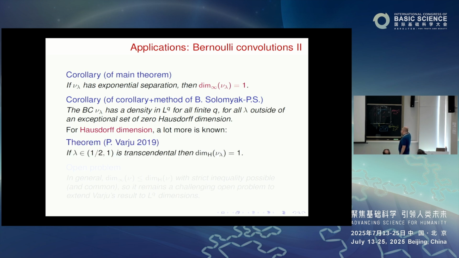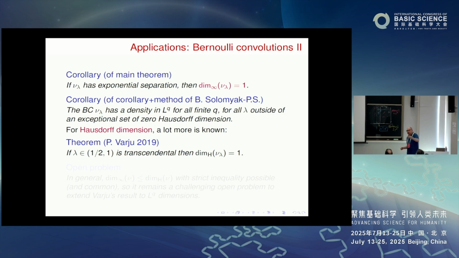Okay, so if instead of Frostman exponent we look at Hausdorff dimension, there is an absolutely major, striking, and unbelievable theorem of Peter Varjú, following lots of previous work of Breuillard and Varjú, that shows that actually nu lambda has full Hausdorff dimension whenever lambda is not algebraic. So algebraic lambdas are still very mysterious, but for every transcendental lambda, the Hausdorff dimension is 1. In particular, because algebraic numbers are countable, there are only countably many exceptions to full Hausdorff dimension of Bernoulli convolutions.